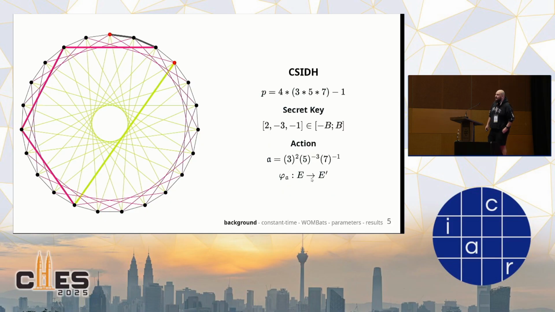So here we have a small example of how such a walk would look. For the secret key 2, -3, and -1, I start by computing 3-isogenies in gray, then do 2 more 3-isogenies in gray, then I do 3 5-isogenies in pink, and finally a last 7-isogeny. And this way I can compute my action as this isogeny walk.